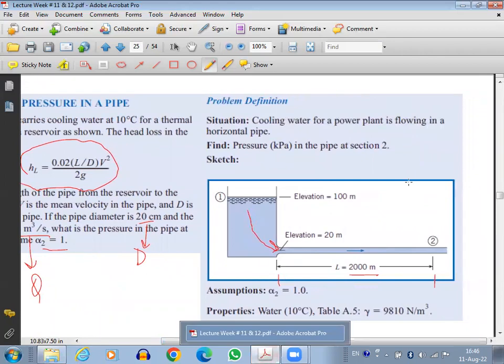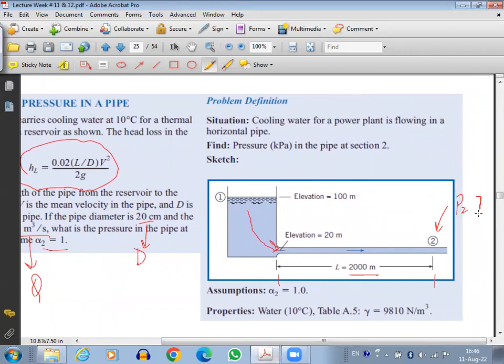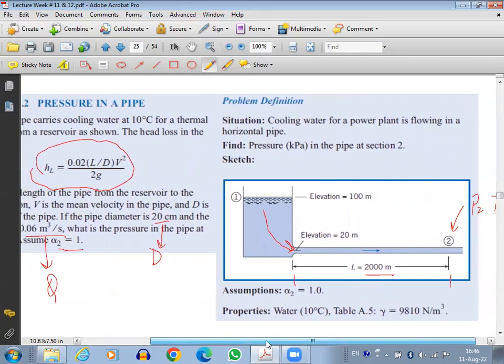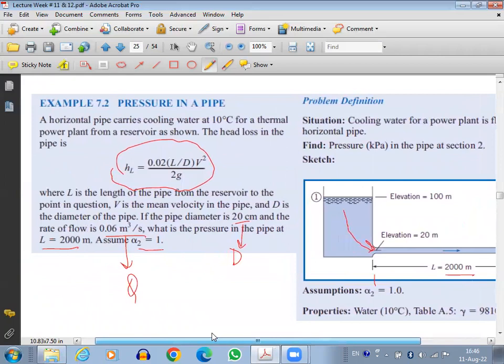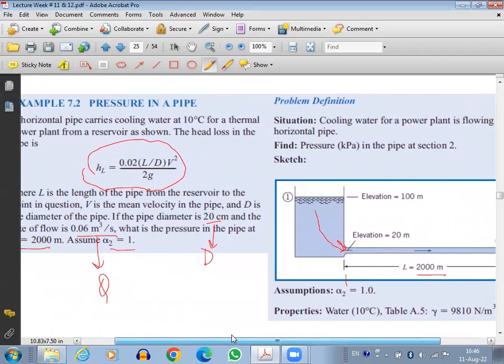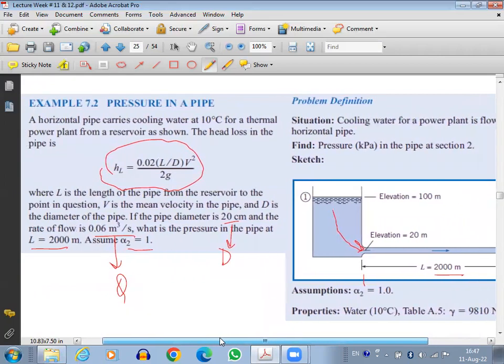At this point, what is the pressure? This is what we need to find out. Okay, so once again, read the question. The pipe is horizontal, carries cooling water at 10 degrees for a thermal power plant from a reservoir. This is a reservoir.